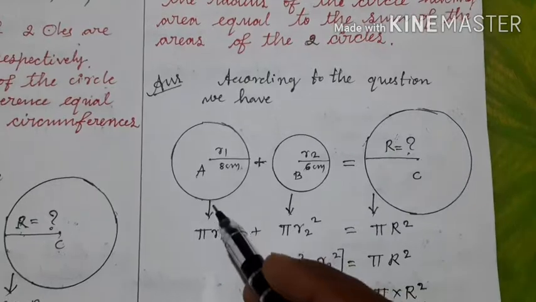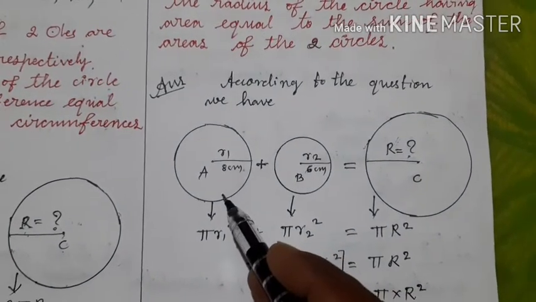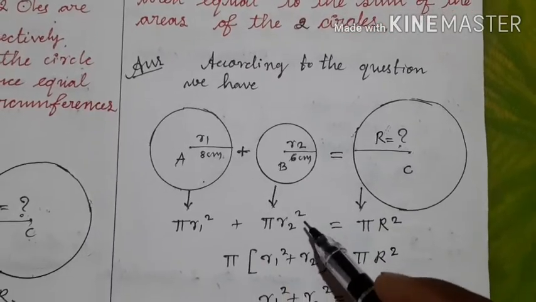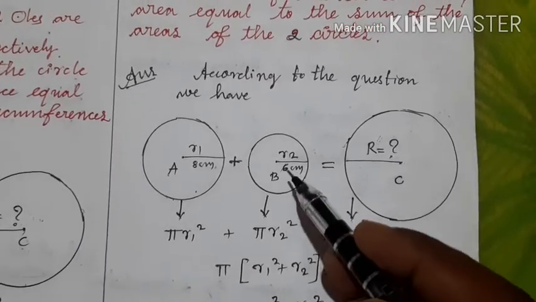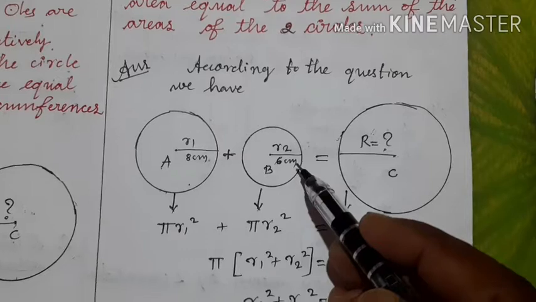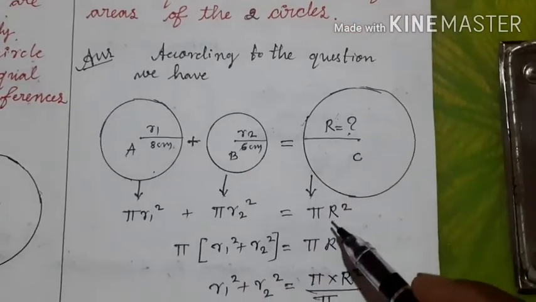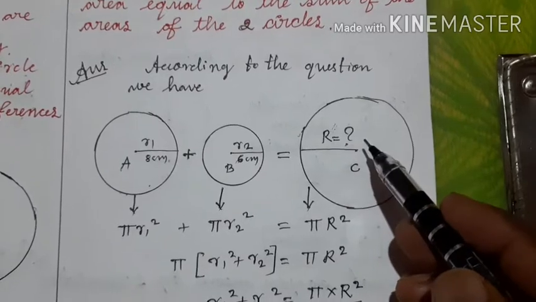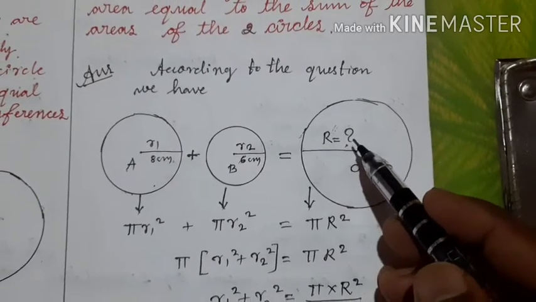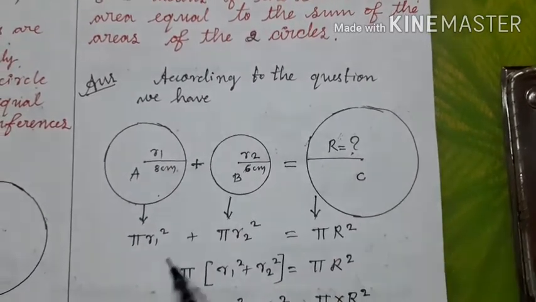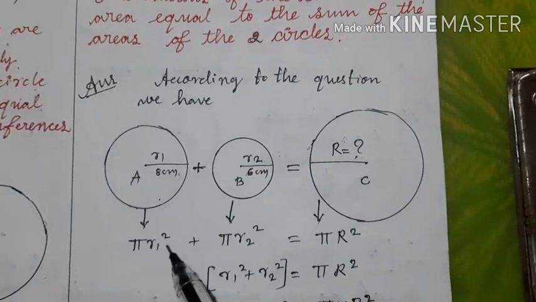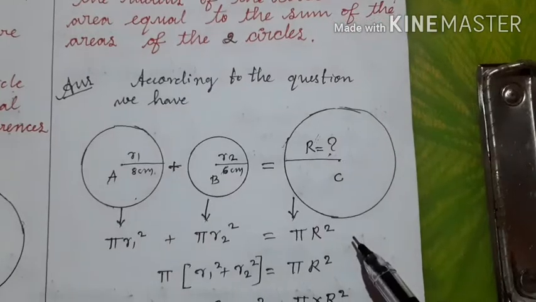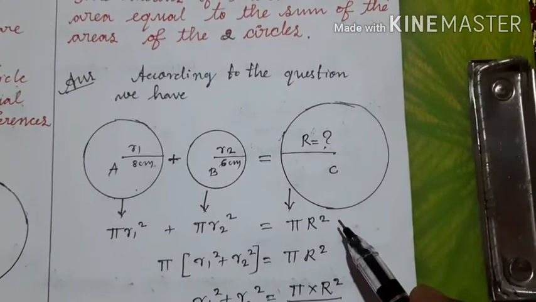Therefore, here children, pi r1 square is the area of this circle with 8 centimeter radius, and pi r2 square is the area of this circle with 6 centimeter radius. Then pi capital R square is the area of this circle with radius capital R. But we are given that this pi r1 square plus pi r2 square is equal to this pi capital R square. Okay, according to the question.